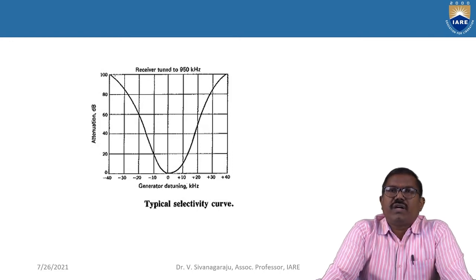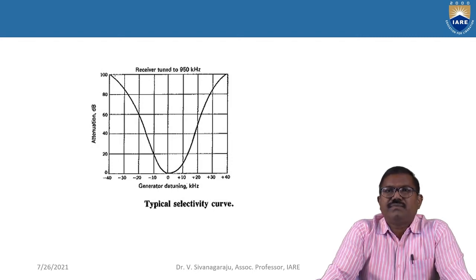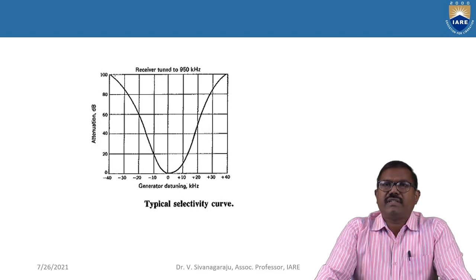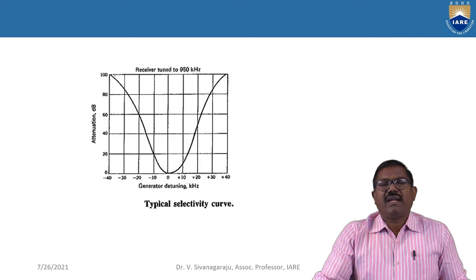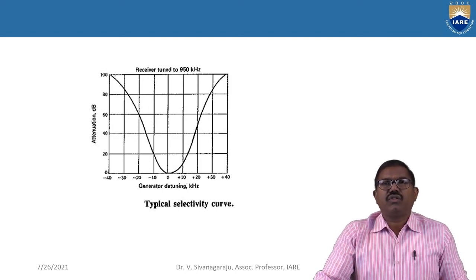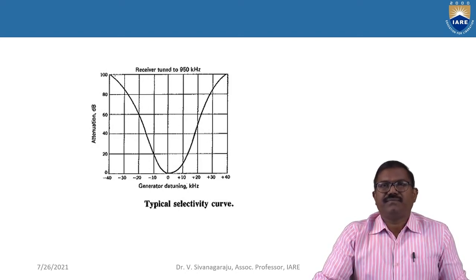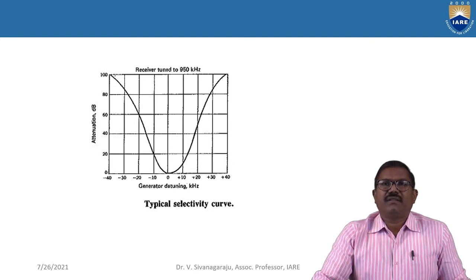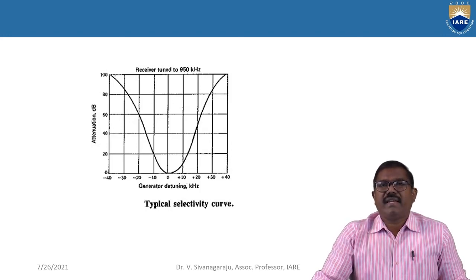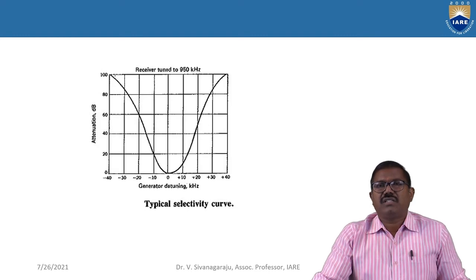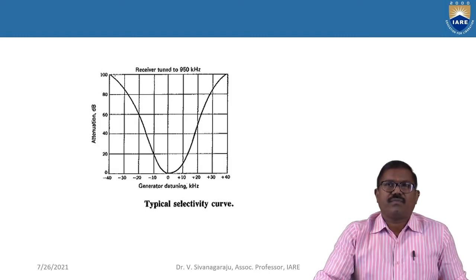The receiver is tuned to 950 kilohertz. This is a typical selectivity curve. In that range the signal is selected, and outside of that it is rejected. Here you can see the attenuation in dB on the y-axis, and on the x-axis the generator detuning in kilohertz.